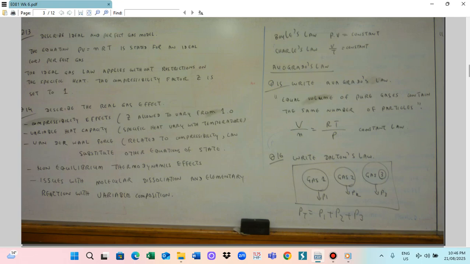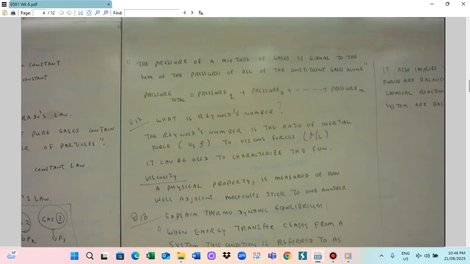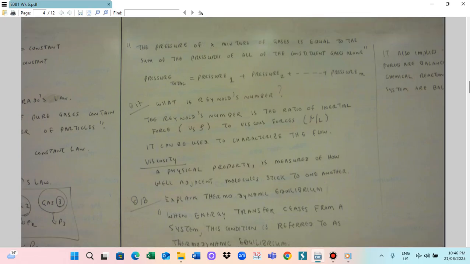After that, we also know about the Reynolds number. The Reynolds number is a dimensionless number, the ratio of the inertial force to the viscous force. All the gas has inertia, and when the gas molecules combine, they attract each other. This is the viscosity. So the ratio of the inertial force to the viscous force is the Reynolds number.